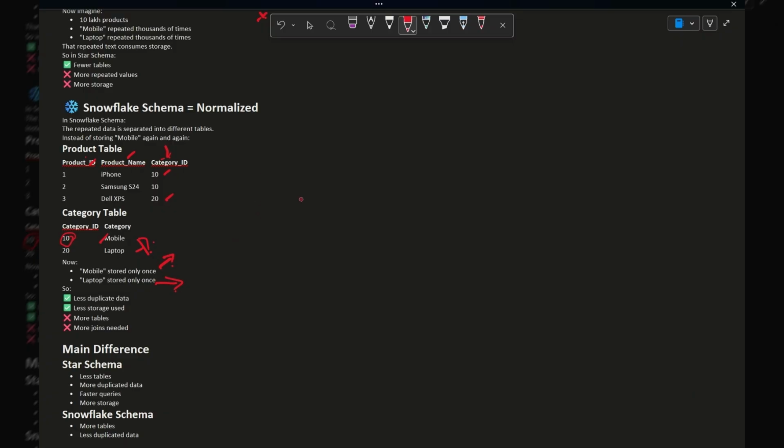So what is the advantage of this? Obviously there would be less duplicated data, because in the star schema there is duplicacy. We are repeating mobile 10 lakh times if there are 10 lakh mobiles, but in the case of the Snowflake schema, it is repeated only one time. So with less duplicated data, less storage is used.